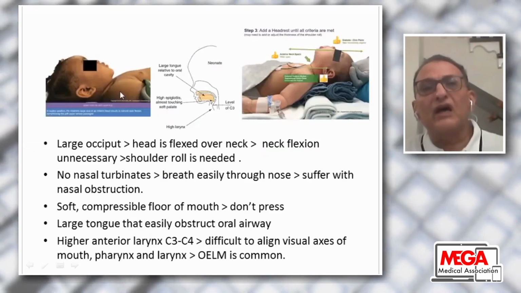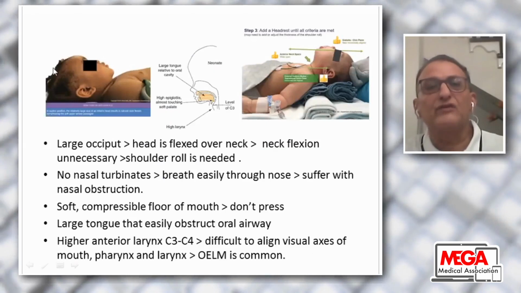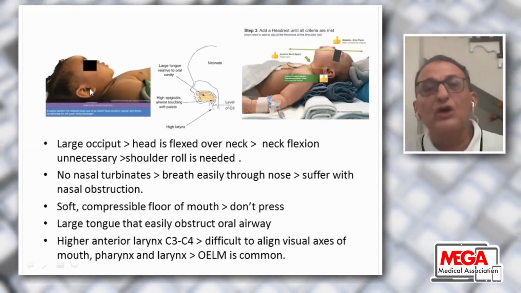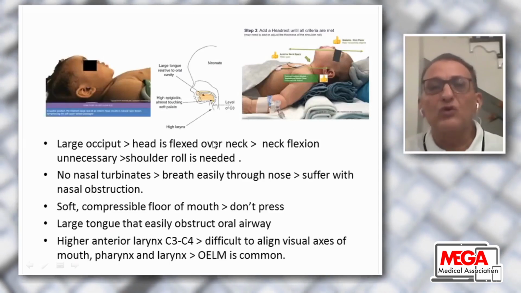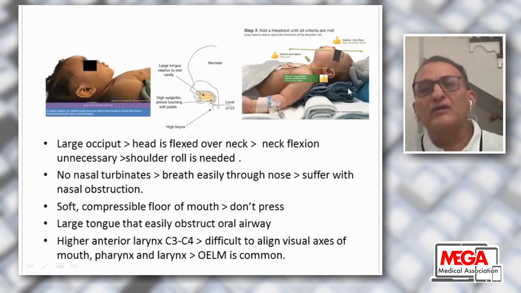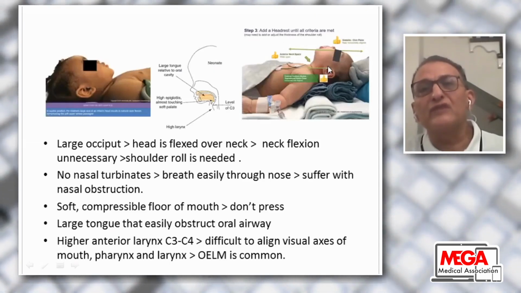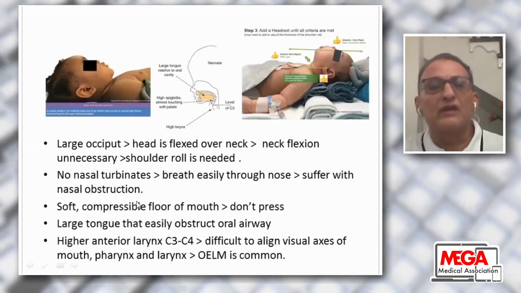Anatomically, they have a large occiput. Of course, this is not a neonate, this is a large occiput. A large occiput keeps the head always flexed over the neck. So when you intubate them, you need a shoulder roll. This is the headrest and shoulder roll, which tries to align the trachea to the sternal end.